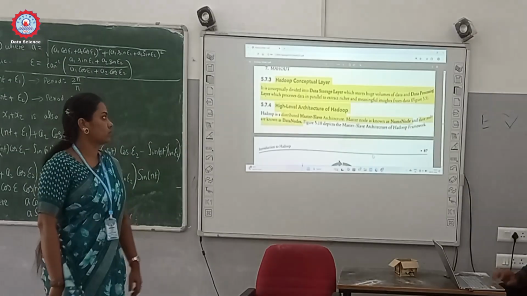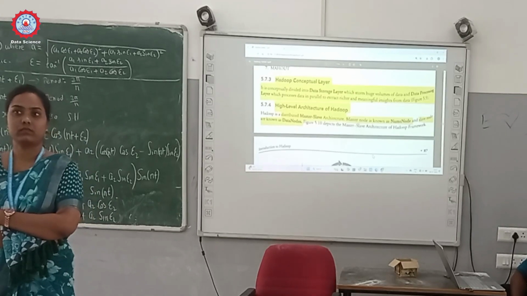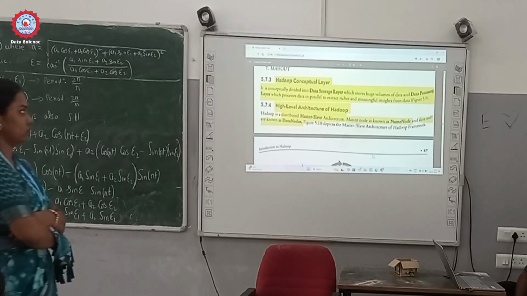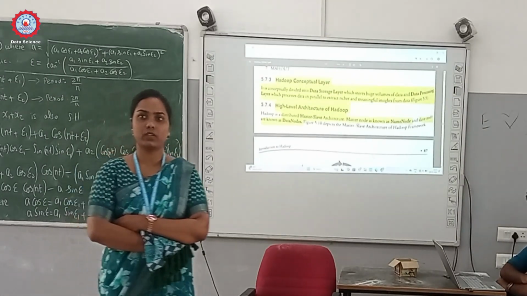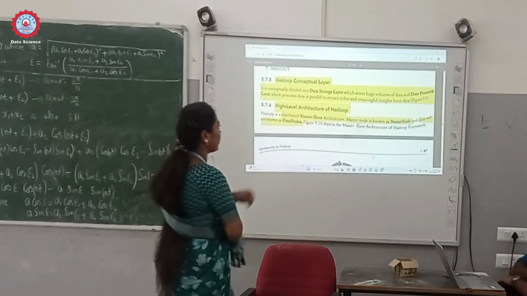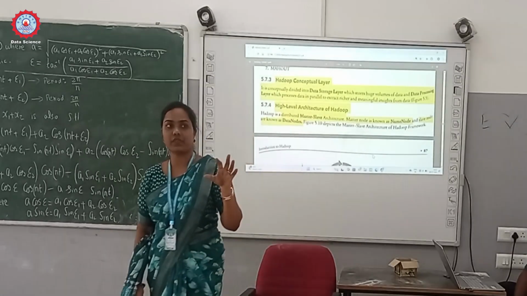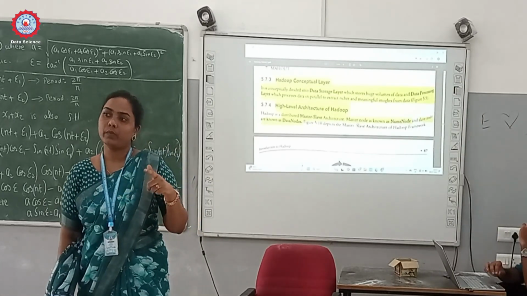Data storage, which stores huge volumes of data, and data processing layer, which processes data in parallel to extract richer and meaningful insights from data. Right? So it is going to be divided into storage layers. We are going to store in the Hadoop first. So the storage, and then the next step we have to go for the processing, right?